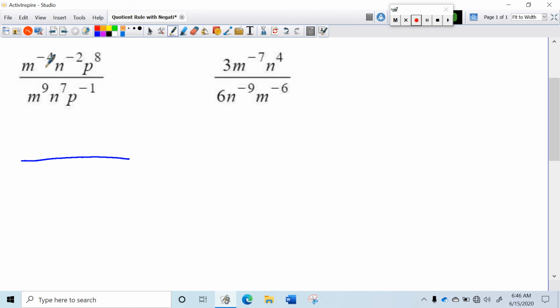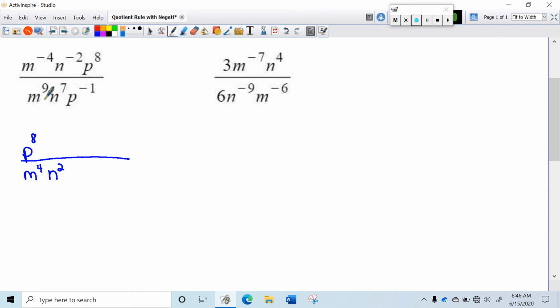The m to the negative 4 has a negative exponent. Since it's on the top, you're going to move it to the bottom. When you do that, that takes the negative sign away. The n to the negative 2, that moves to the bottom. P to the 8th is a positive exponent. Positive exponents stay where they are at. That takes care of the numerator.